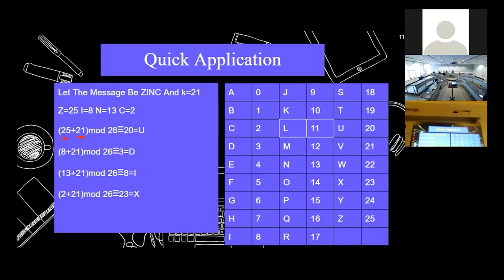And so we're going to take the sum. So for the example, we're going to do Z first. Z is 25. We add 21. That gives us a total of 46. The issue is that there's not 46 letters in the alphabet. That's why we use modular arithmetic. We divide 46 by 26, and we get a remainder of 20. So we go onto our chart, and we find 20, and 20 is connected to U. So Z is encrypted into U. You repeat that 4 times, and zinc with a K of 21 becomes UDIX.